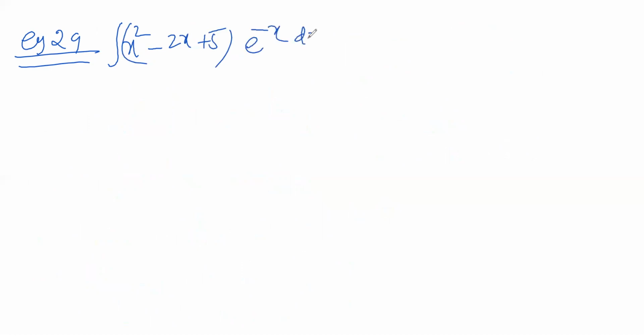Okay, now you're coming to the last example in this exercise. That is example 29. That is integral of (x squared minus 2x plus 5) into e power minus x dx. Here, this x squared minus 2x plus 5 comes under algebraic term. E power minus x comes under what? Exponential term. So, which comes first, you say? That is u comes first. Isn't it? So, we have u is equal to x squared minus 2x plus 5, and remaining terms what? dv is equal to e power minus x dx.